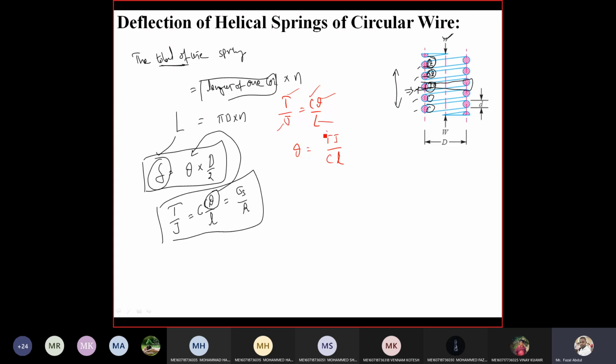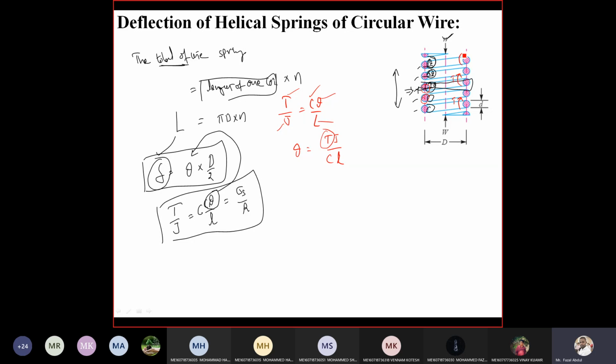Okay, T we already calculated in the beginning. T is nothing but we are applying the force here, so because of force, the torque is generating in each coil. How much torque each coil is going to generate, in this manner, I am showing on the screen.